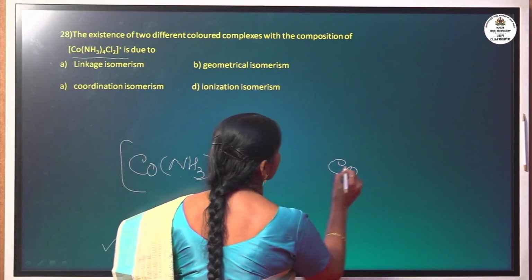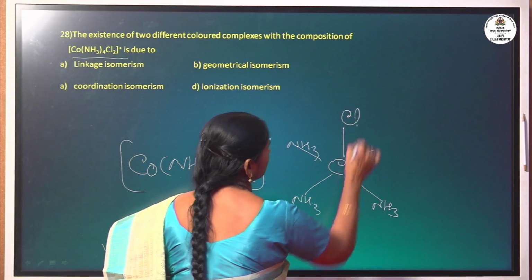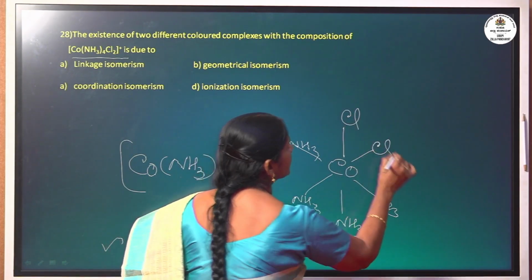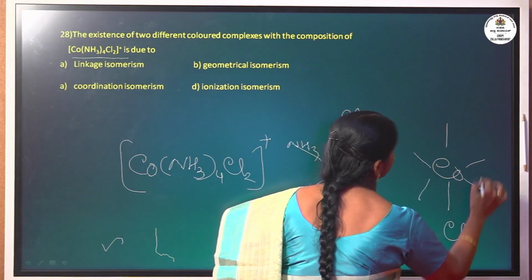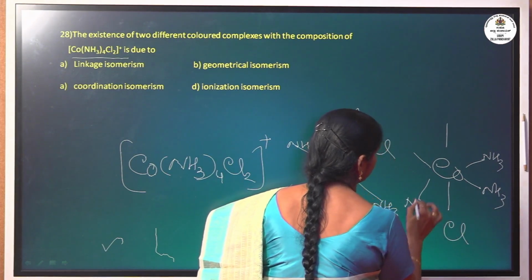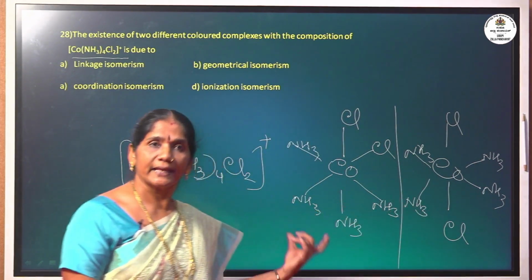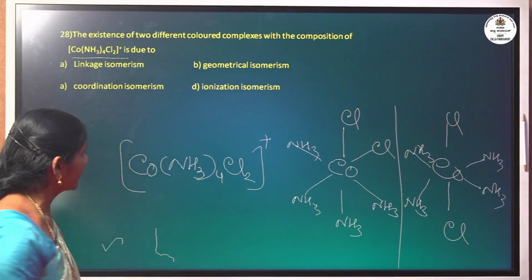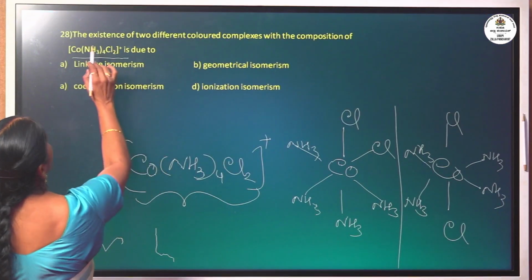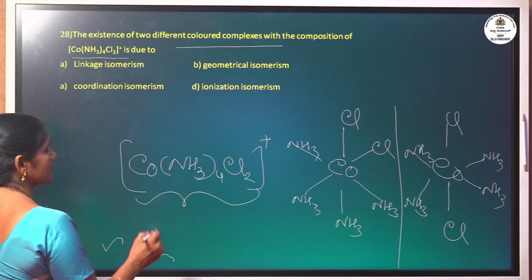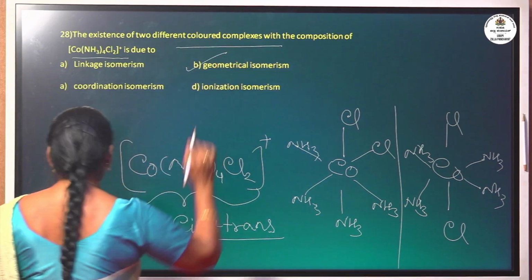So if you go to see, this is an octahedral complex. This is the arrangement in the cis form, and the other arrangement will be like this, trans. So these two have different spatial arrangements, due to which some of the properties are different, and therefore this single molecular formula exists in two different colored forms. So the existence of two different colored complexes is due to the presence of cis and trans arrangements, and therefore the answer is B, geometrical isomerism.